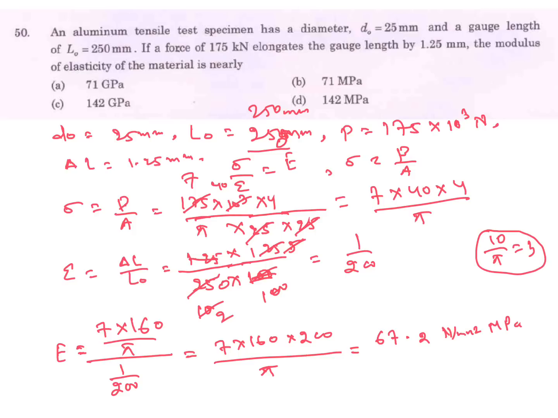Here it's nearly megapascal. 67.2 into 10 to the power 3 Newton per mm square or megapascal. So it's nearly 67.2 gigapascal. So this one not possible, this one not possible. Approximately 71 gigapascal. So A is the answer.